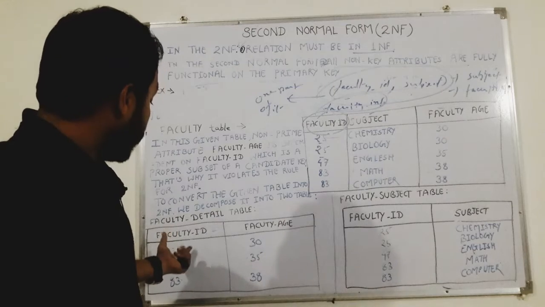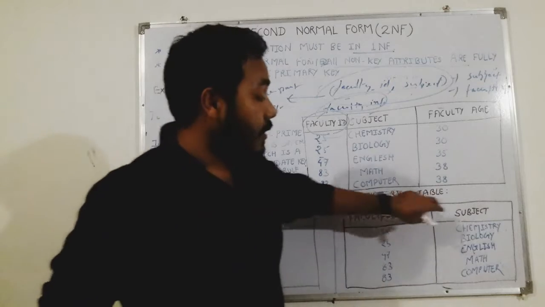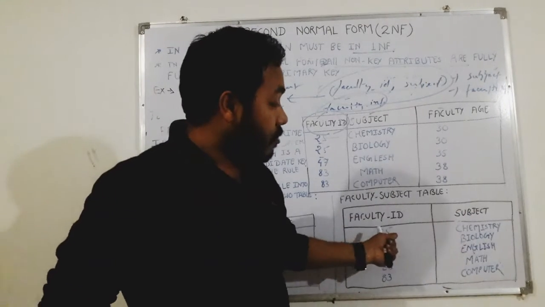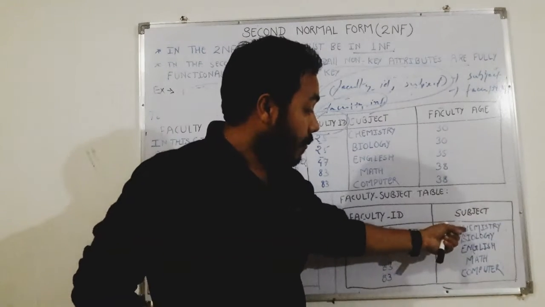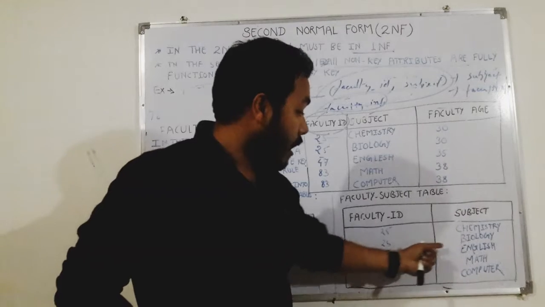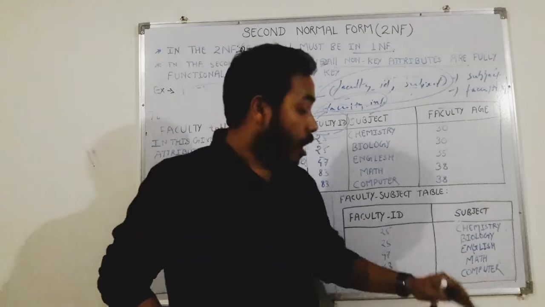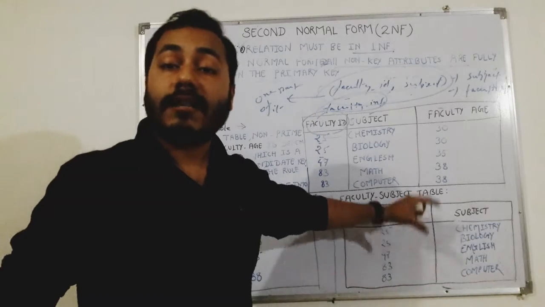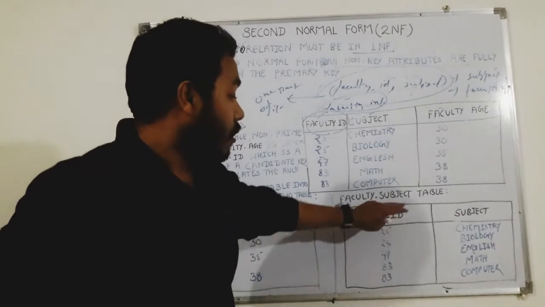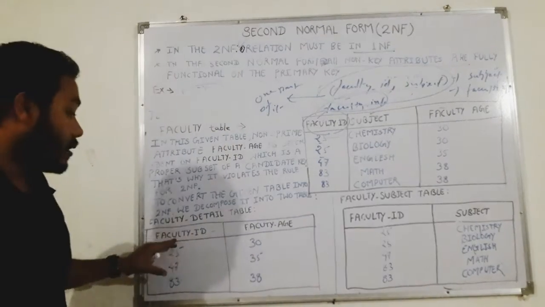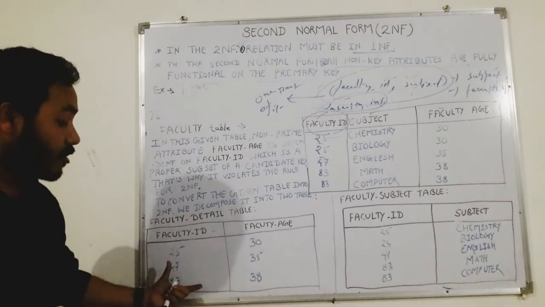So this is one table, that is, the faculty ID, faculty age details. Then the other table is faculty ID and subject. So faculty with ID 25 is teaching the subjects chemistry and biology as well. Then 47 English, 83 mathematics, and 83 again computer. So now you will not find any partial dependency here, because faculty ID is the primary key for both of these tables. So faculty ID for this table, and then faculty ID for this table. So no partial dependency is there, and also this is in first normal form.